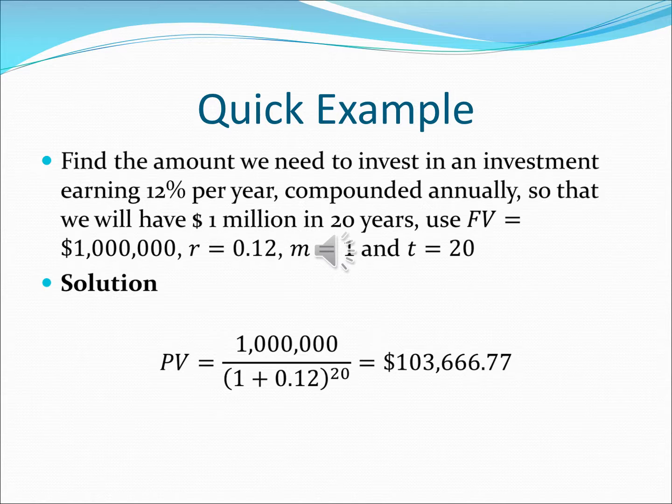Quick example. Find the amount we need to invest in an investment earning 12% per year compounded annually, so that we will have 1 million in 20 years. So here we want to find the present value. We use the formula we saw in the previous slide. So present value would be equal to 1 million divided by 1 plus 0.12 raised to the power of 20. So we get 103,666.77.